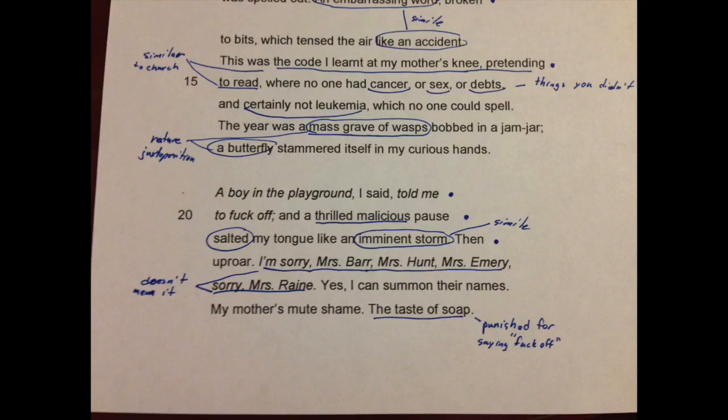So the fact that it's saying malicious and then salted my tongue and an intimate storm, we have the idea that the speaker, Duffy, tells this one sentence story in order to rebel. So she's trying to break free of this constraint of the consumer good world, and by rebelling, she's showing that she's a child, that she likes to rebel and doesn't need to be perfect all the time like this consumer good world.